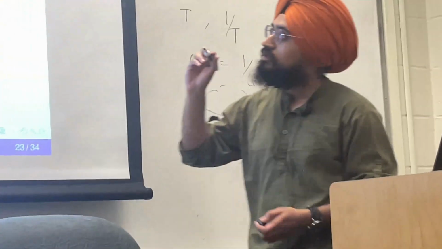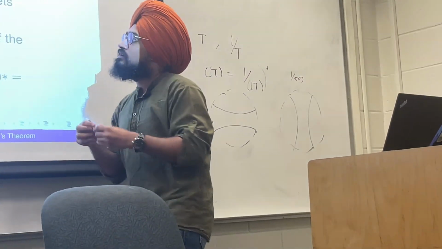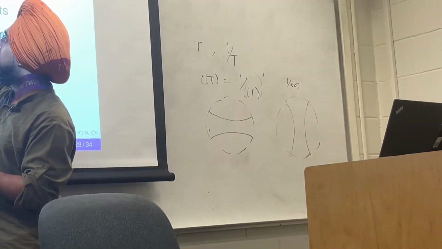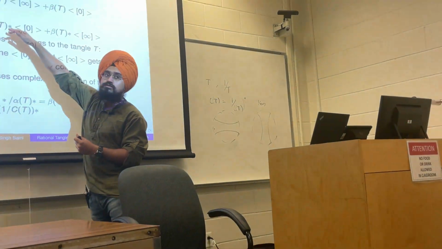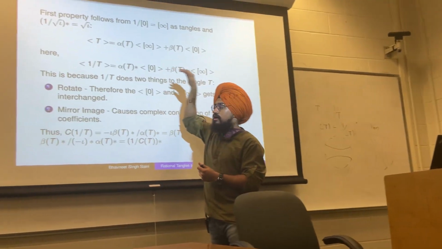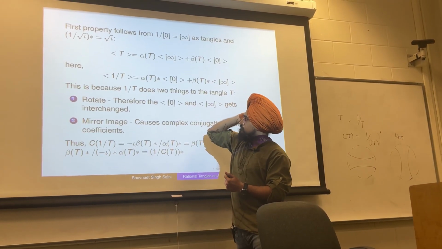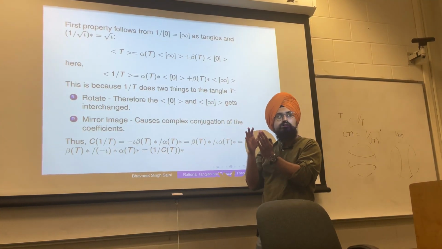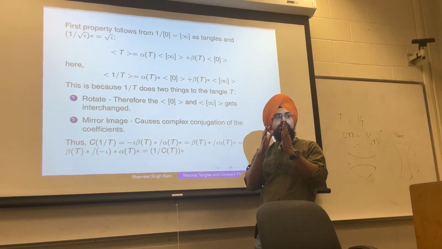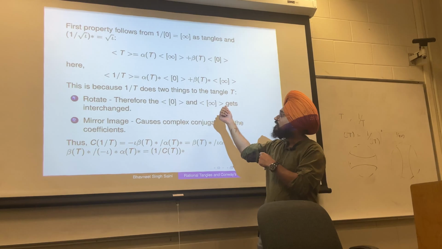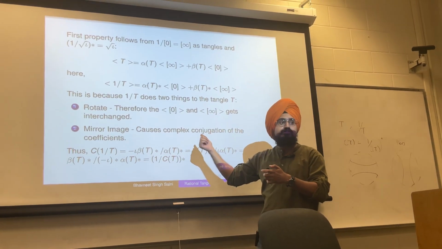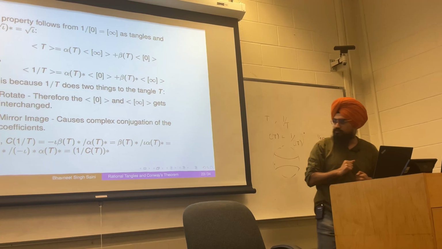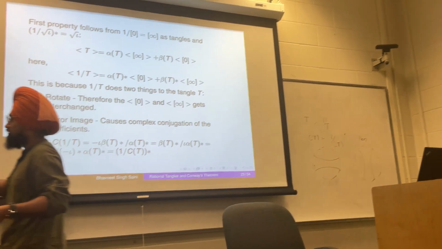Because of that, we can generate this equation here, and what the rotation of t does is that it rotates the tangle, so it will rotate the 0 part to an infinity part, and the mirror image causes complex conjugation. To understand it, I have an example.